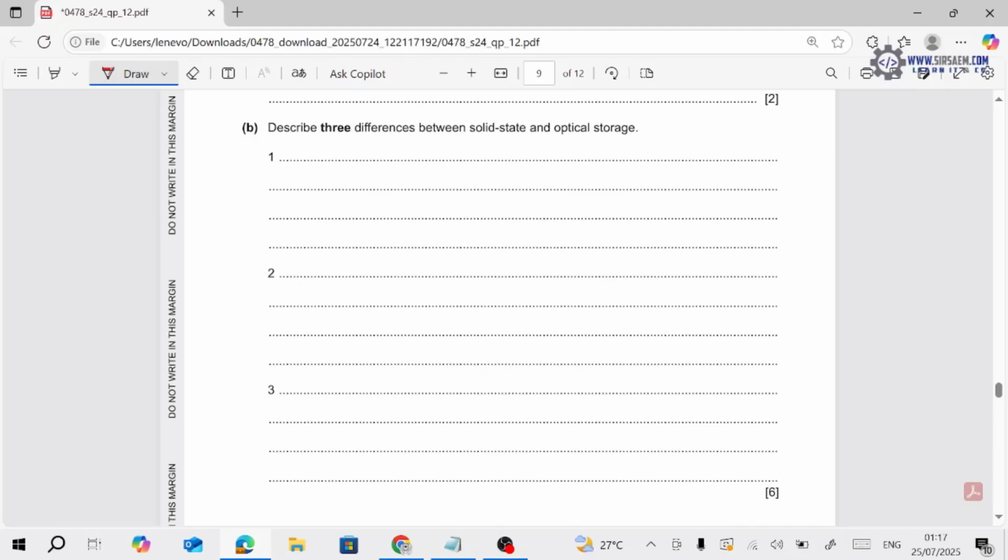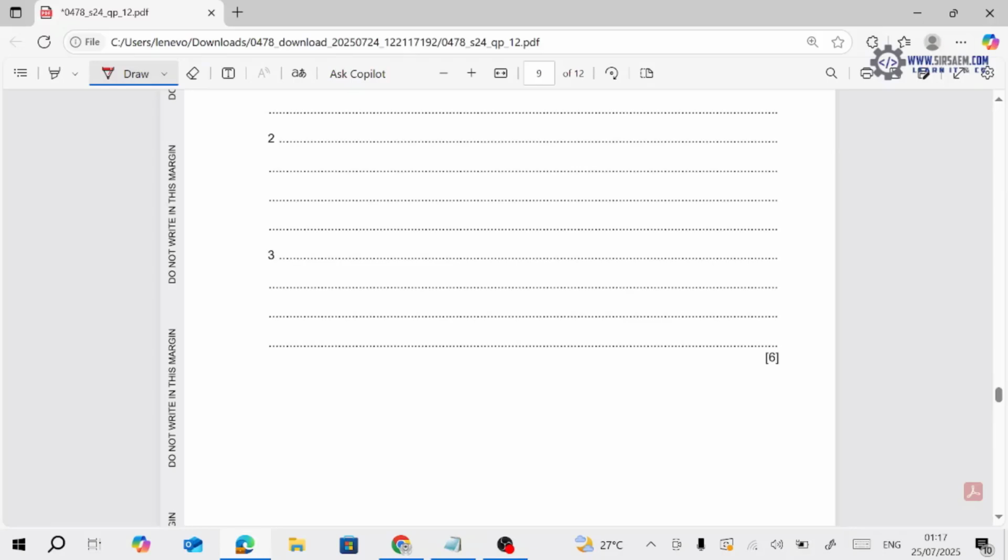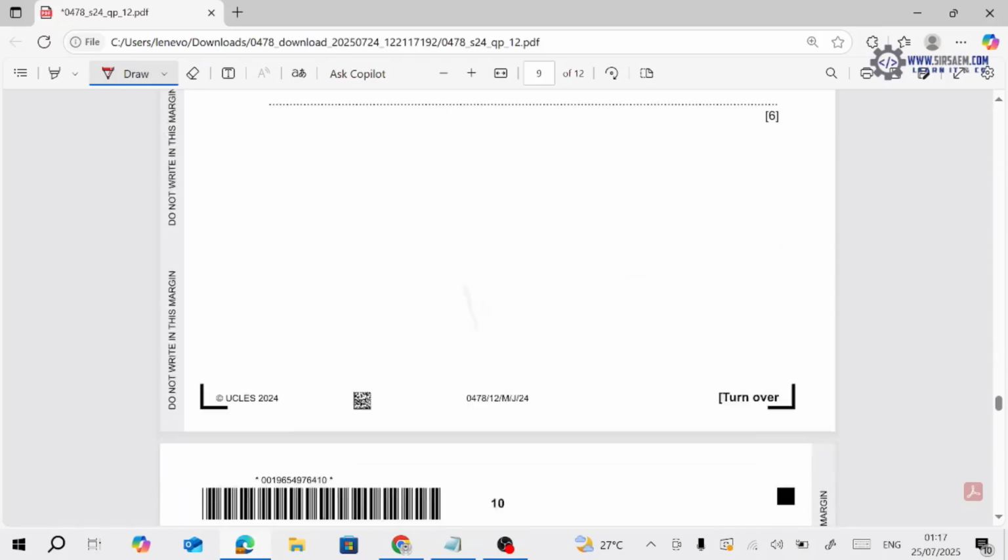Okay, solid state does not have moving parts. Optical storage has more moving parts. Okay, so there are numerous differences between both of these. Frankly speaking, you should have a chart which explains all of these more thoroughly.